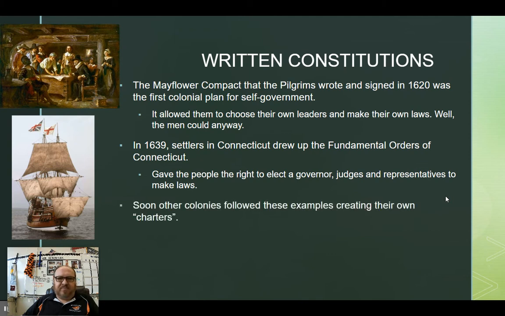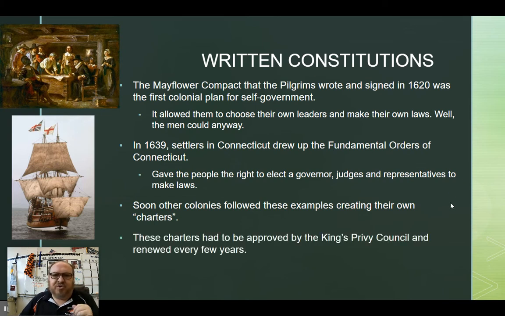Soon after 1639, other colonies began forming. They created their own charters and began forming their own governments with their own charters. Pretty much all of those charters had to be approved by what was known as the King's Privy Council. So this was a group of advisors to the king.